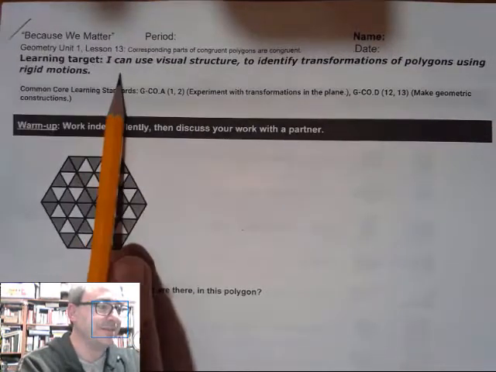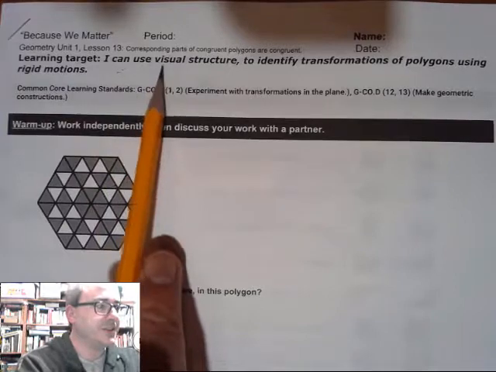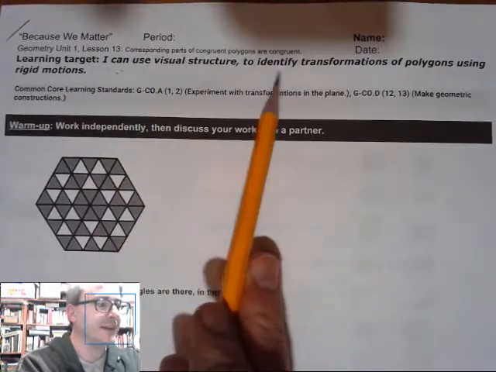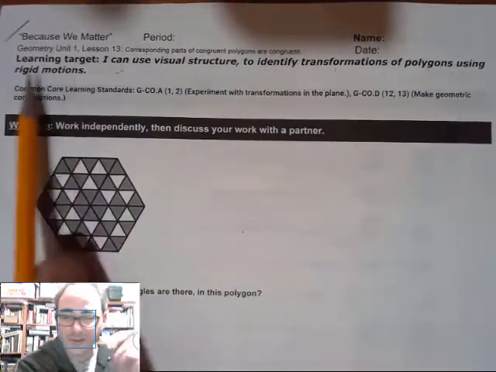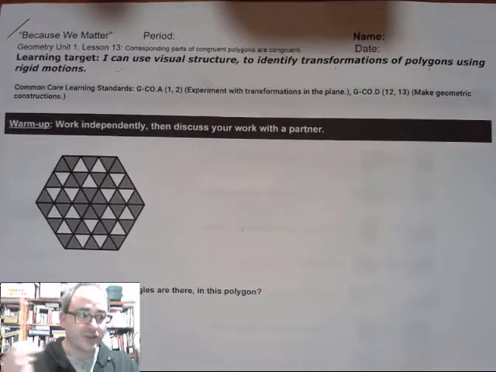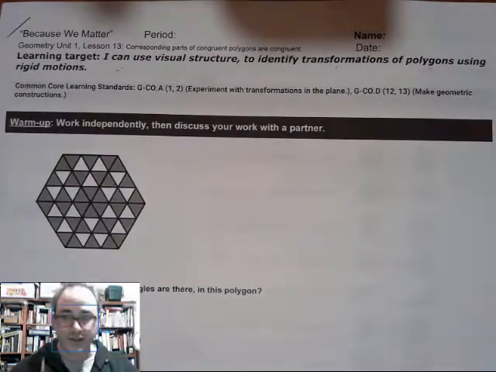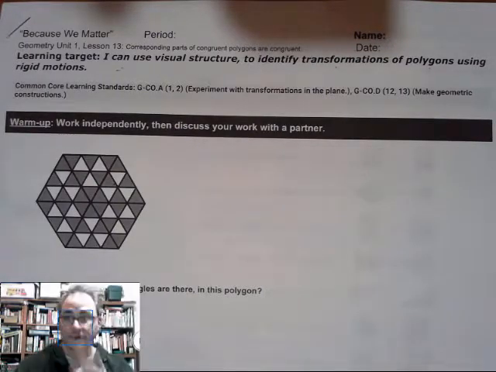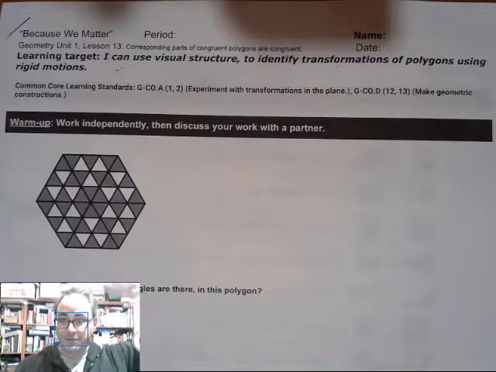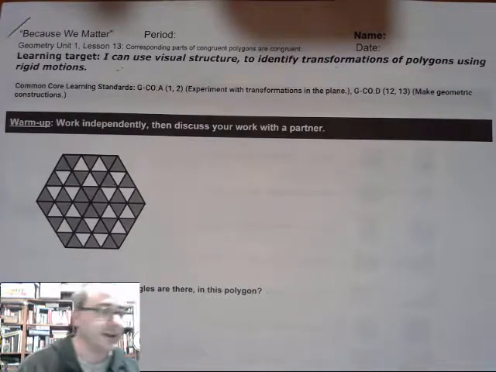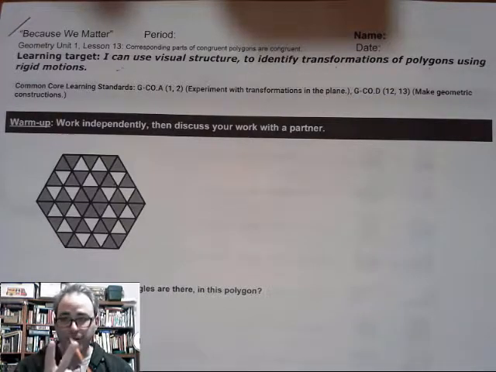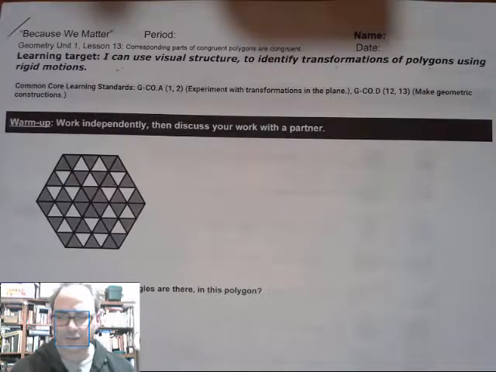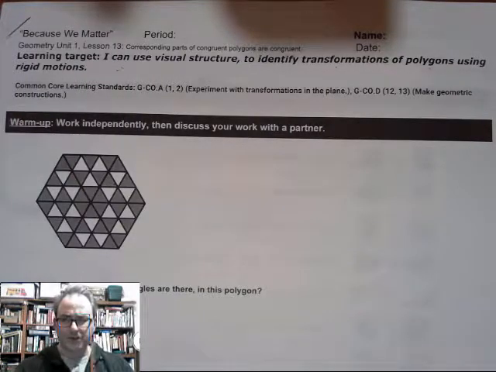Learning target today is that I want you to be able to say, I can use visual structure to identify transformations of polygons using rigid motions. So I want you to be able to use the visual structure that you see to identify transformations. Remember, those transformations are rotation, going around. We have reflection, things flipping over. And we have translation, which is things moving around. They might move anywhere along, all right? So rotation, reflection, translation. These are all transformations, and they're all called rigid motions.